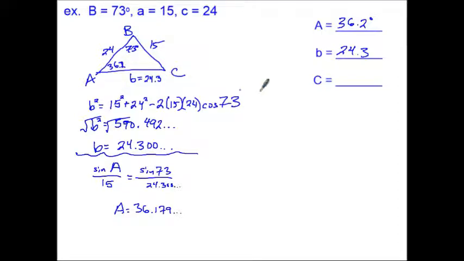Again, big C is across from a 24, and this b was across from a 24.3, so if this is a 73, I'm guessing my C should be a little bit lower than 73 because the side is a little bit lower than 24.3.